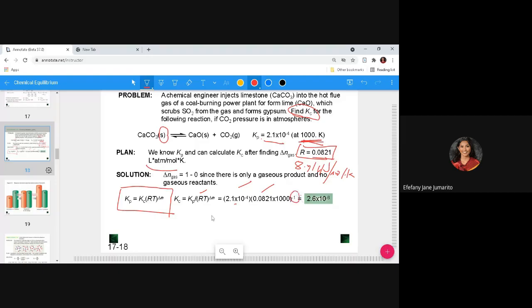That is 1. And then look, class, no question? That's because it's negative 1. Because our real formula is this one: Kp is equal to Kc times RT raised to the power of n. Now we are to find the value of our Kc. How are we going to do that? So we will just divide both sides by RT to the power of n.